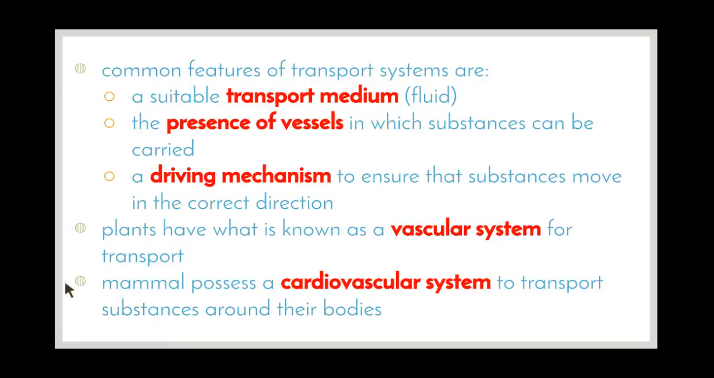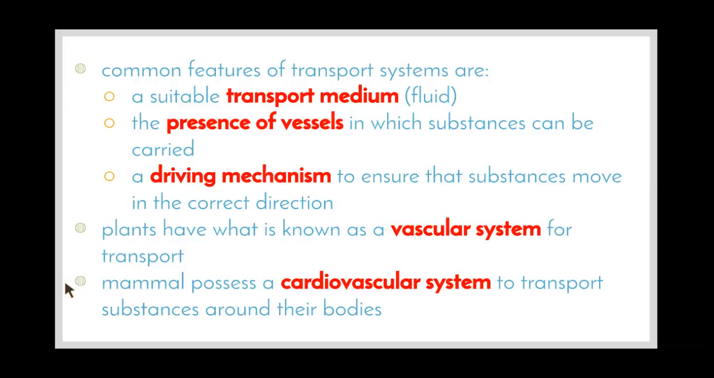There are some common features of transport systems, and these include a suitable transport medium, which is usually a fluid which allows the substances to travel, the presence of vessels in which the substances then move, and a driving mechanism to ensure that the substances move in the correct direction.